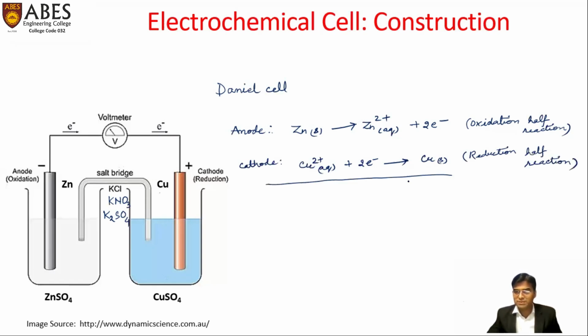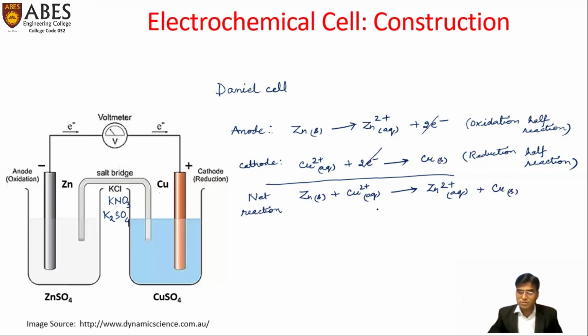So the net reaction may be shown as zinc solid plus copper ions in solution. They react with each other. Here, 2 electrons are on the product side and 2 electrons on the reactant side, so those will cancel out. Zinc underwent oxidation and copper underwent reduction. So this is the complete cell reaction. These are half cell reactions showing oxidation and reduction, and this is the complete cell reaction.